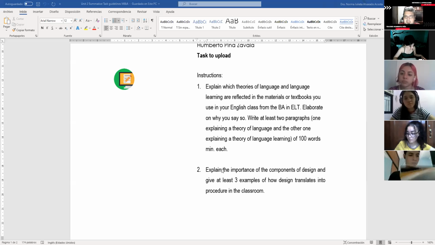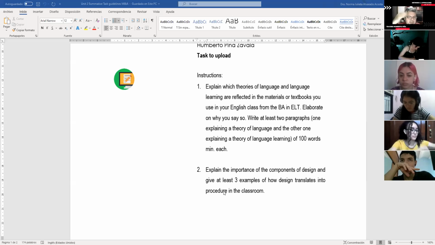And the second part, well, I guess it's easier. Explain the importance of the component design and give at least 3 examples of how design translates into procedure in the classroom. So again, you have to put the elements of design: objectives, syllabus, teaching and learning activities, roles of teachers, learners, and materials, and you're going to explain that. How do they connect to one another? And again, how does that translate into the procedure?